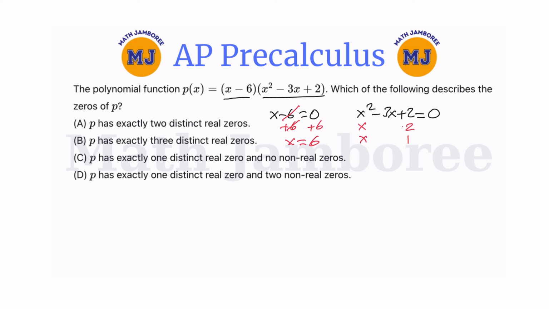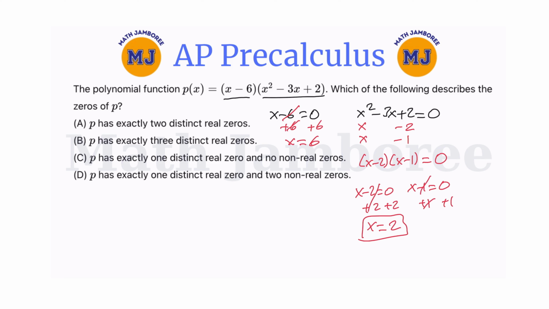get negative 3. So these are negative. So (x minus 2) times (x minus 1) equals 0. So x minus 2 equals 0, x minus 1 equals 0. Add 2 to both sides, x equals 2. And when you add 1, x equals 1.